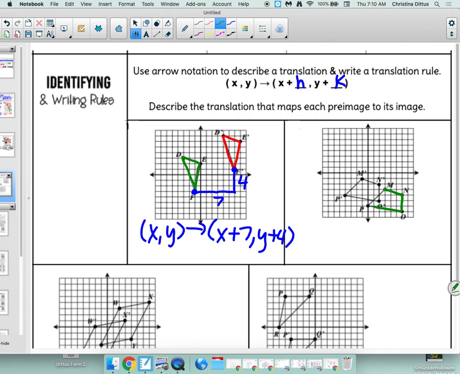Here's starting with the green, ending with the red, and let's choose point P. So that's my starting point. I'm going 1, 2, 3, 4 to the left and up 2. So 4 to the left, (x, y) becomes x minus 4, then up 2, y plus 2.